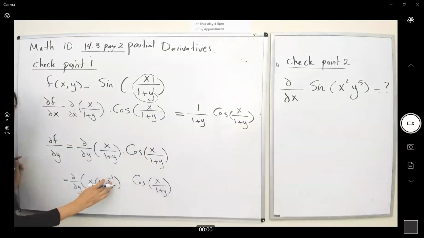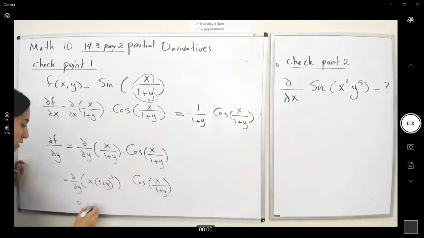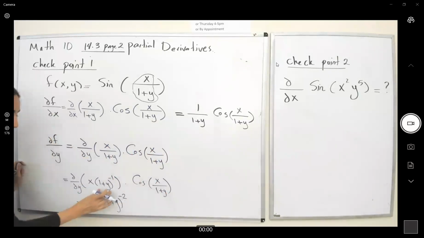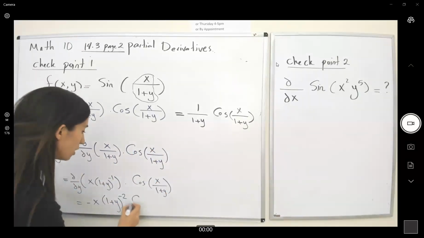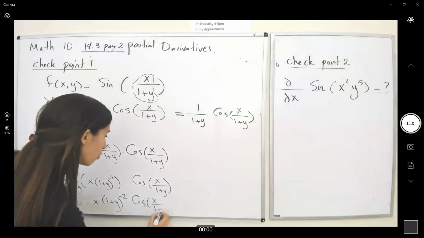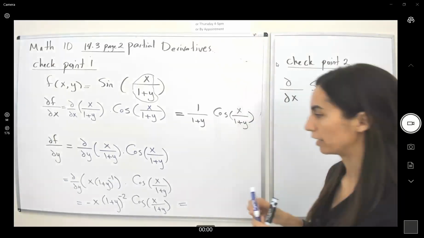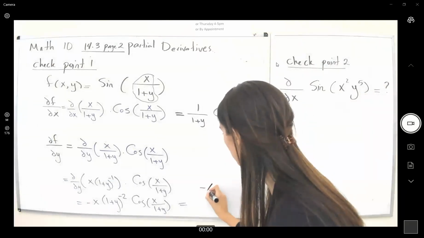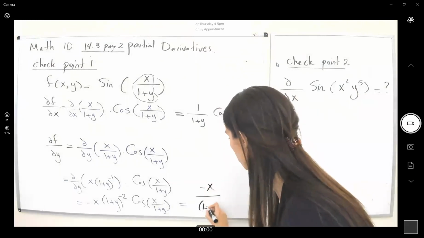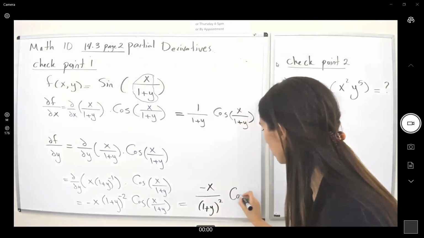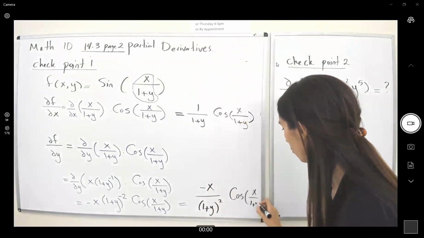So here you have the derivative of a quantity raised to an exponent. You drop the exponent, negative 1, so negative, you have x, and (1 plus y) to the negative 2. And remember that the derivative of 1 is 0. The derivative of y is equal to 1, times cosine of x over 1 plus y. So you can simplify this and write it as minus x divided by (1 plus y) squared, times cosine of x over 1 plus y.